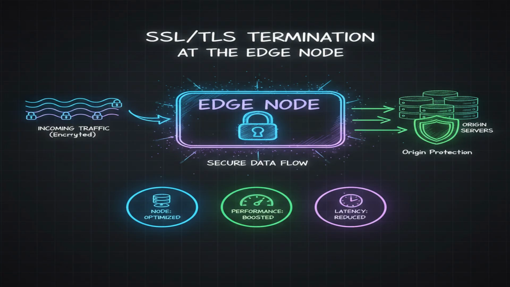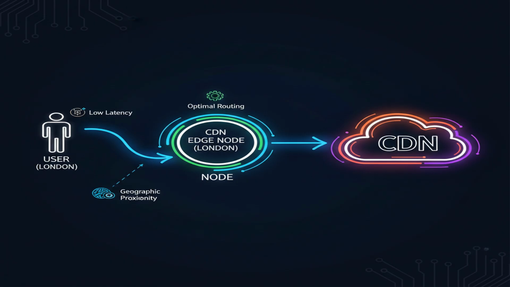Finally, let's consider security. SSL/TLS termination at the edge node reduces the load on the origin server by offloading encryption and decryption processes. This improves performance and security, decreasing latency and safeguarding content. Building upon SSL/TLS termination at the edge, let's delve into routing strategies.